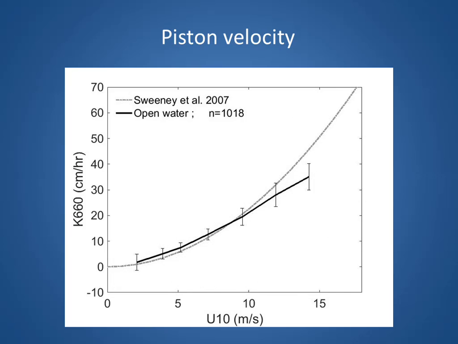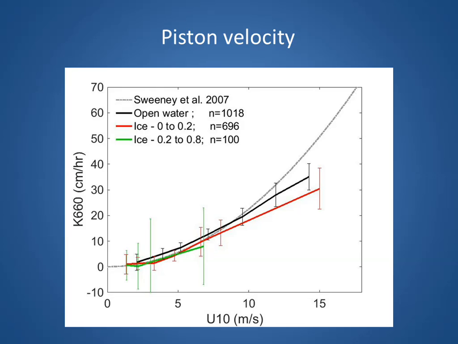And then if I put on our ice bins, low ice cover, we see a slight decrease in gas exchange. And then as we add the other bins, we see more and more decrease in gas exchange until the 80 to 100% bin has roughly almost no gas exchange on average.